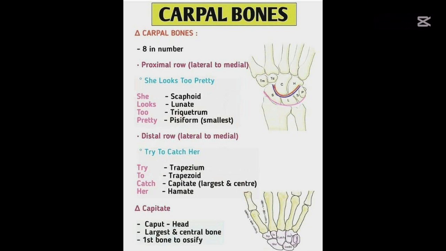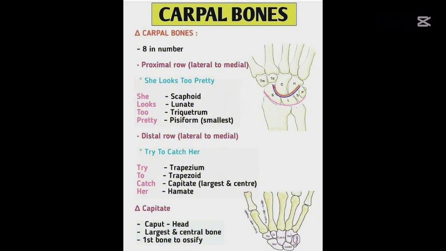"She looks too pretty, try to catch her." I've talked about all the bones. "She looks too pretty" is scaphoid, lunate, triquetrum, pisiform, while the distal row is "try to catch her": trapezium, trapezoid, capitate, and hamate. We talked about their shapes, moon, pyramidal. First bone to ossify is capitate.